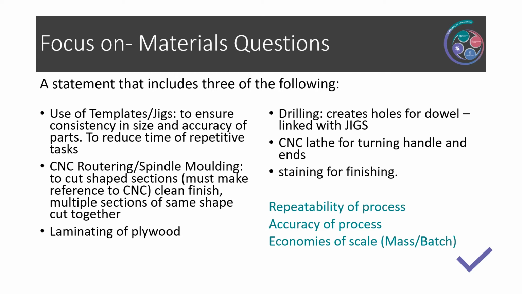For this question, you get 3 marks for naming suitable processes and a further 3 marks for justifying why they are suitable. You may have said that they have used templates or jigs, and this ensures consistency in size, reduces the time of repetitive tasks, it's a repeatable process, it's a highly accurate process, and there's an economy of scale when looking at mass or batch production.